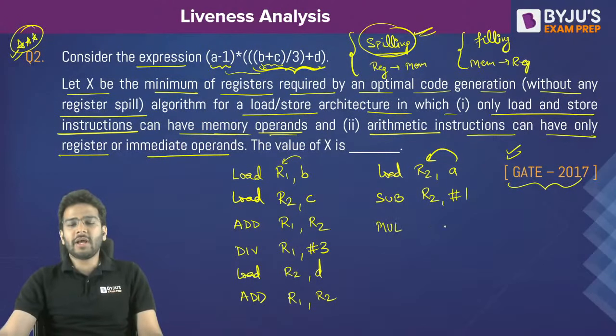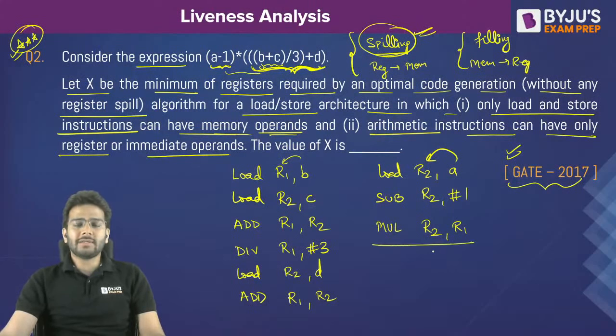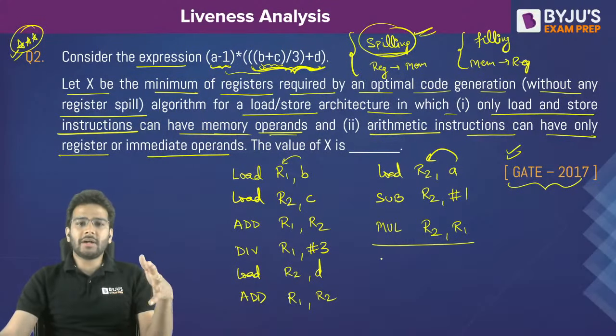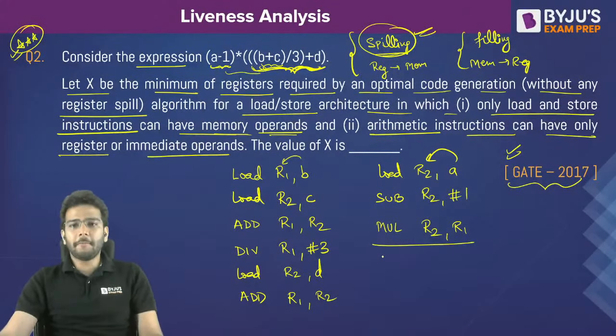And then we need to perform the multiplication. So we can have this multiplication instruction here, and we need to multiply R2 comma R1, because in R2 we have this a minus 1 and in R1 we have this entire result. If we perform this multiplication between R2 and R1, we can store the result back to R2. The final result we have in R2, and this is done. Clear? Maybe you can perform a store operation if you want to store, but that is not there. You can ignore that.